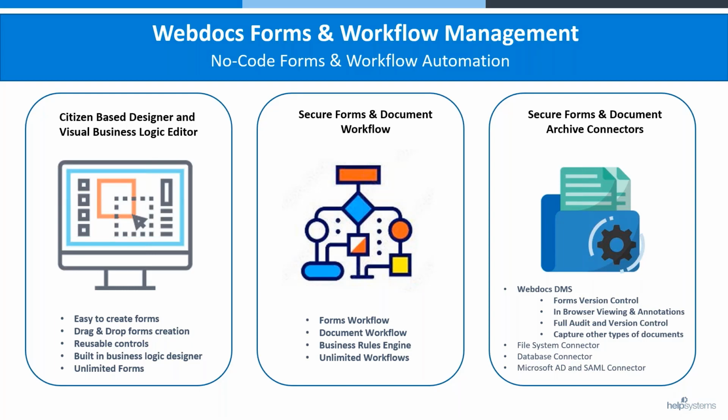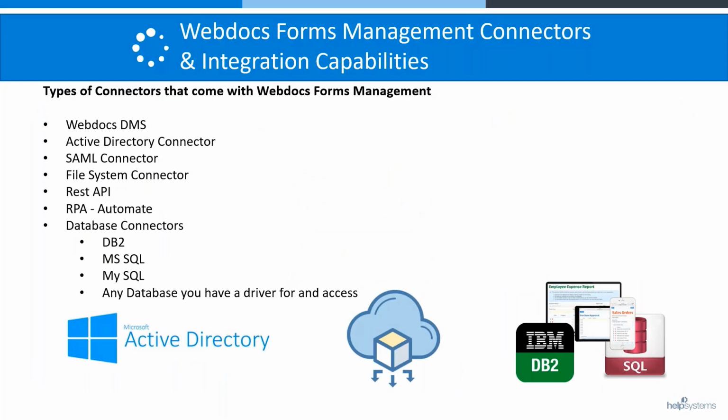And again, I like to highlight this always, even though I just talked about some of this, is the connectors in the background. We have connectors for web docs, the DMS, so the document management system, Active Directory connectors, SAML connectors, file system connectors, and these are all part of the application when you purchase it, right? We do have an RPA connector as well, so we connect with one of our sister brands, Automate, to be able to do some of that RPA automation in the background. So you do have that capability there, and then those database connectors.